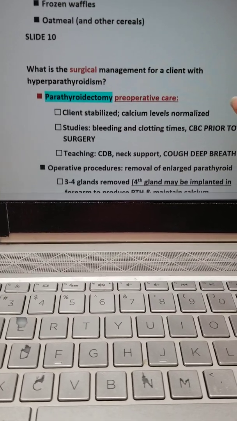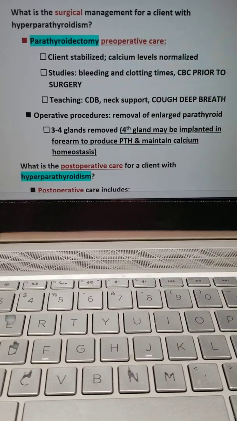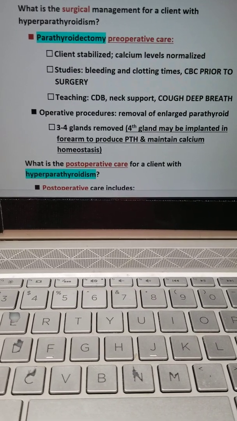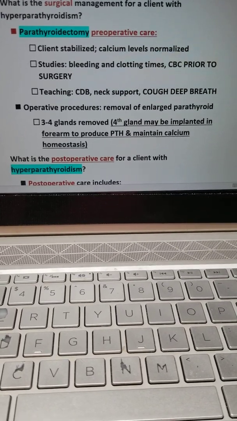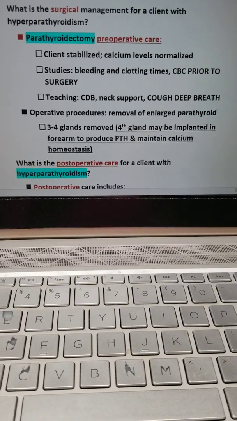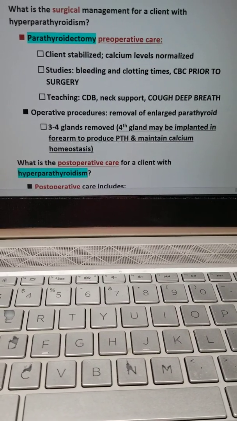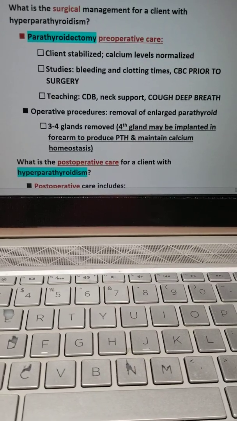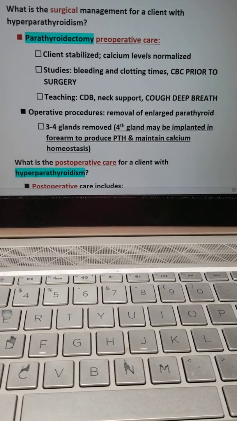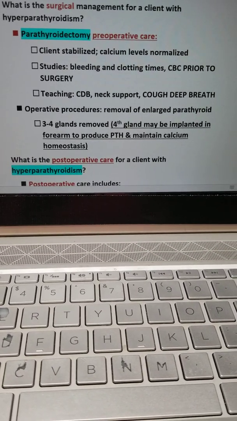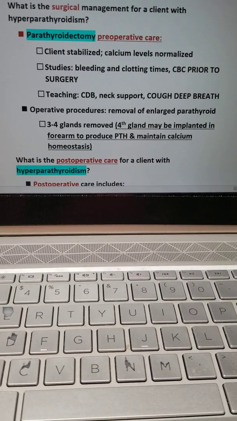What is the surgical management for a client with hyperparathyroidism? A parathyroidectomy. Pre-op care for this removal of the parathyroid glands: you would stabilize the client with calcium levels normalized. Studies look at bleeding and clotting time, CBC prior to surgery, teaching: cough, deep breathe, neck support. Operative procedure: removal of enlarged parathyroid, 3 to 4 glands removed. The 4th gland may be implanted in the forearm to produce parathyroid hormone and maintain calcium homeostasis.